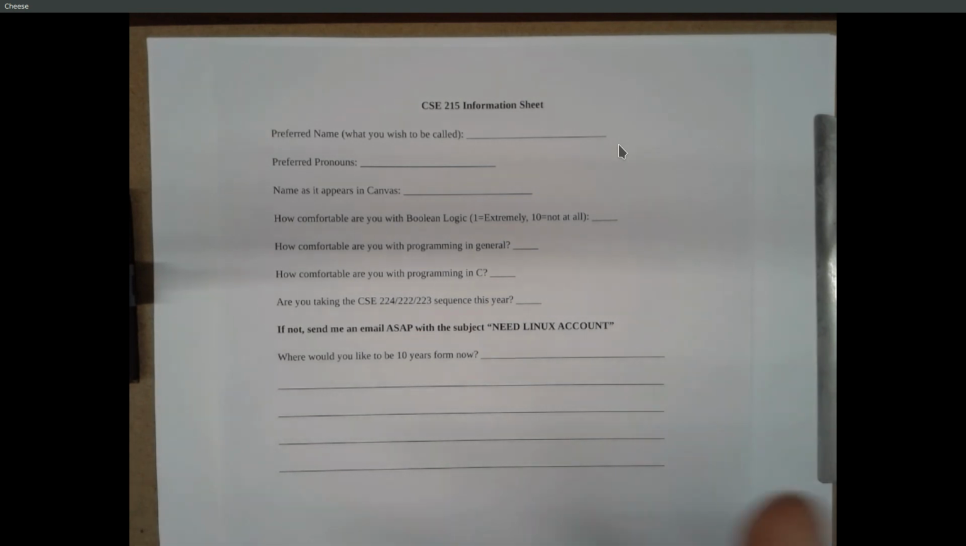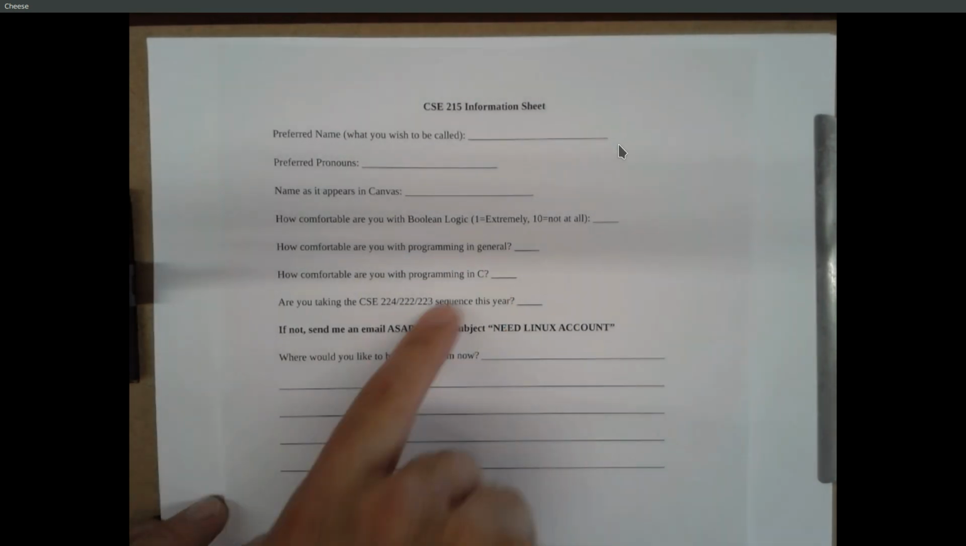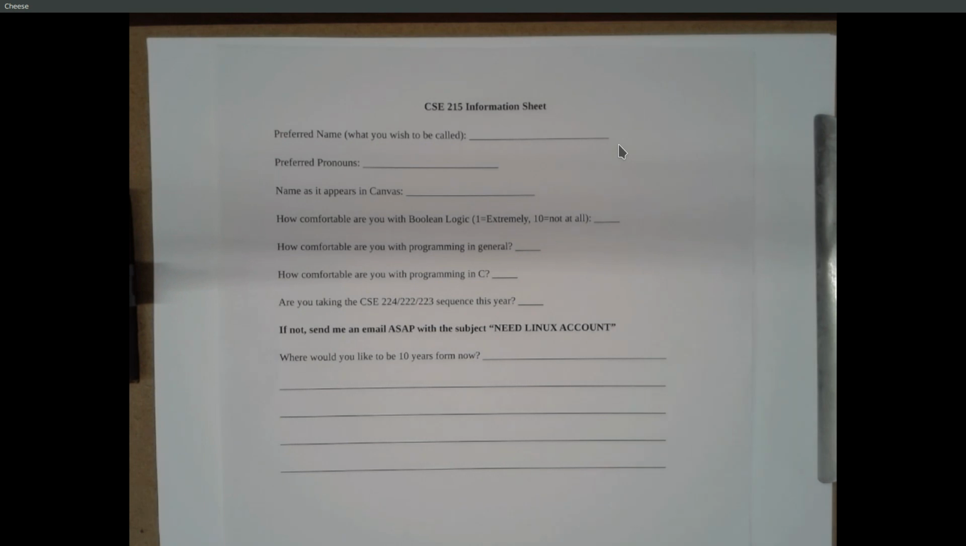And then sort of self-assess, just kind of on a scale of 1 to 10. 1 is very much and 10 is not at all. How comfortable are you with Boolean logic? So the stuff that you do in Engineering 250 or in one chapter in CSE 120 when we talk about logic operations, ands, ors, things like that. How much do you remember about that? How comfortable were you with it when you knew it? So 1 is extremely comfortable, 10 is what are you talking about? How comfortable are you with programming in general, and how comfortable are you with programming in C? So I think everybody here has had CSE 121 or an equivalent. So just kind of at this point, where's your comfort level with that?